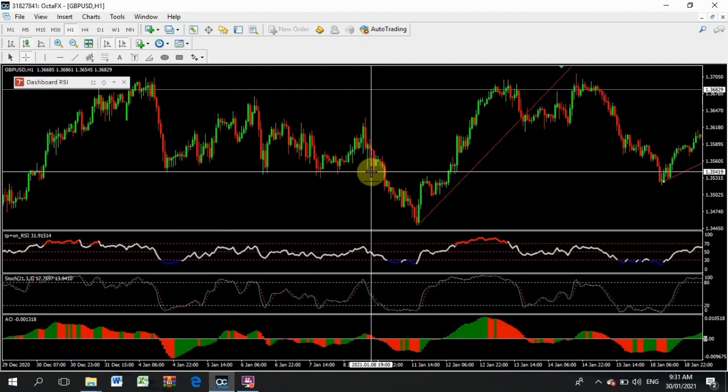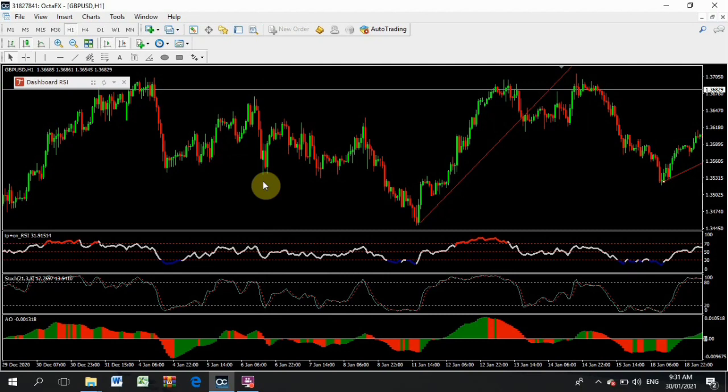This is another opportunity for you to get a sell trade. At least you catch some little pips. It makes sense. And then one thing you should be aware of is that this strategy will also mess you up whenever the trend is in a ranging position.